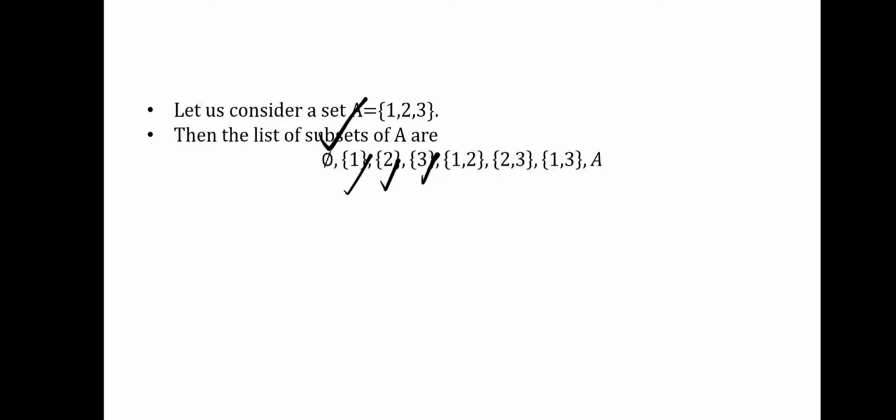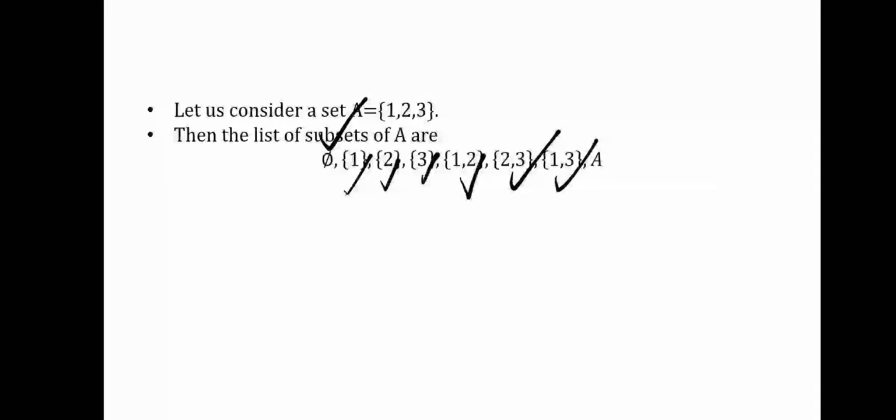Then I have already taken single elements, so next I have to take two elements. So if I take 1 and 2, that is also a set. 2, 3, 1, 3. So I have taken all the elements 2 at a time, and finally I am left to take the whole set itself. So therefore I can see a set having 3 elements has got 8 subsets. If you just count, there are 8 subsets, right?